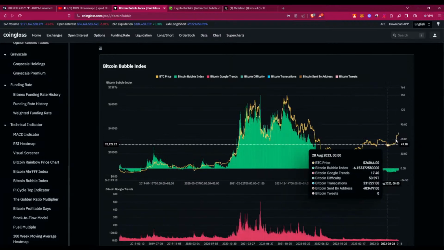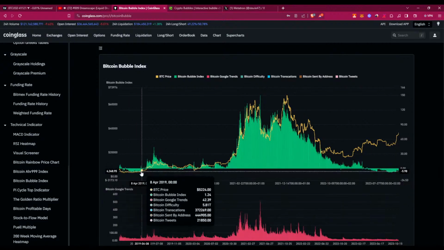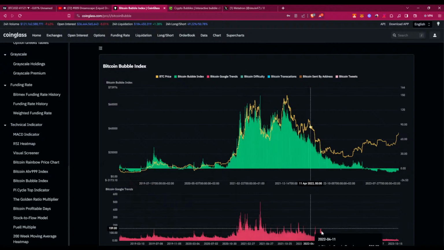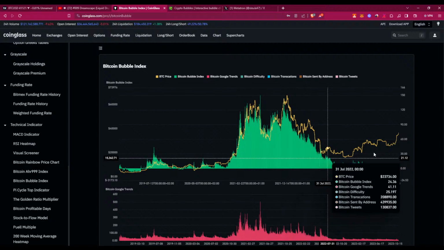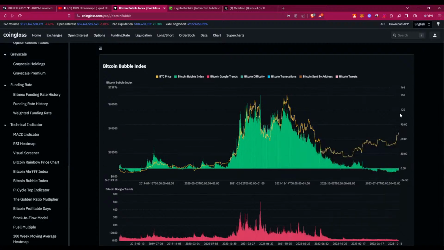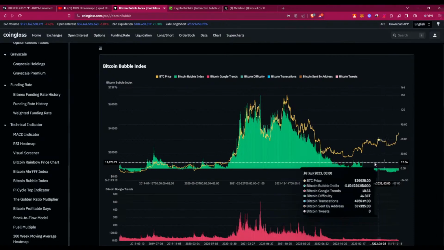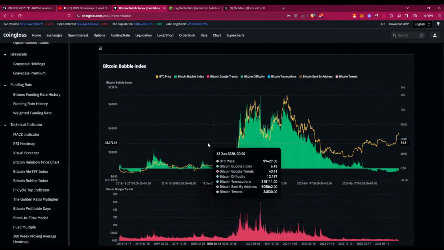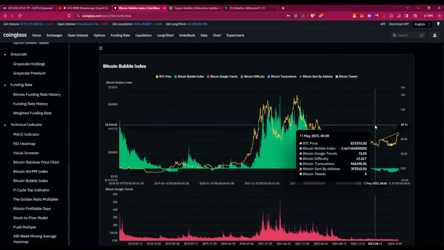Could we just go higher because of that? Because if now we go from a negative bubble index to a positive, and people start looking for Bitcoin again on the internet and so on, it could bring the price even higher. Personally I don't know exactly what this means, but if I would gamble on it, I would say it's a bullish sign, not a bearish sign.